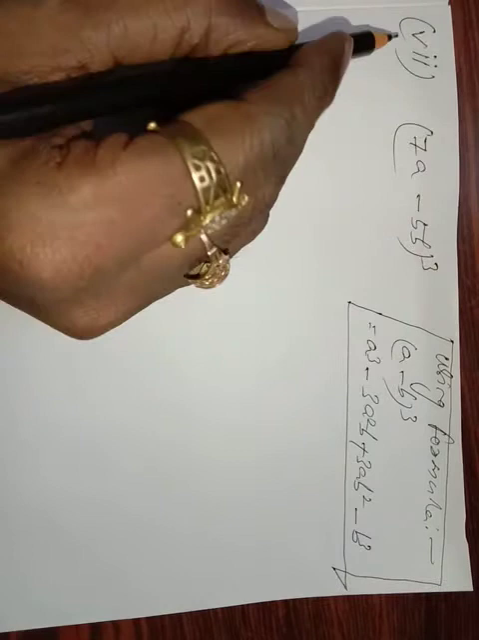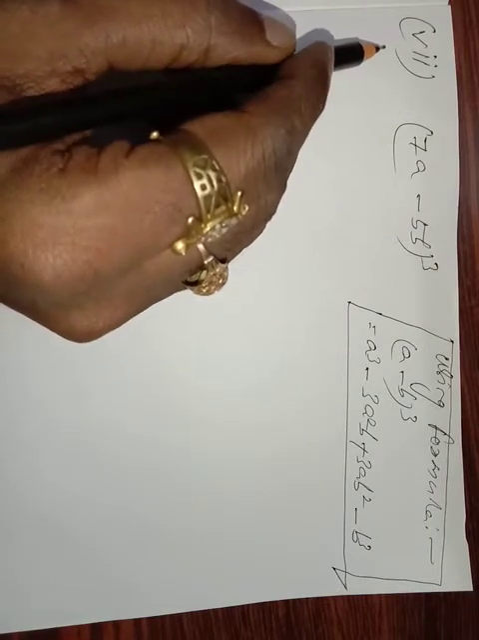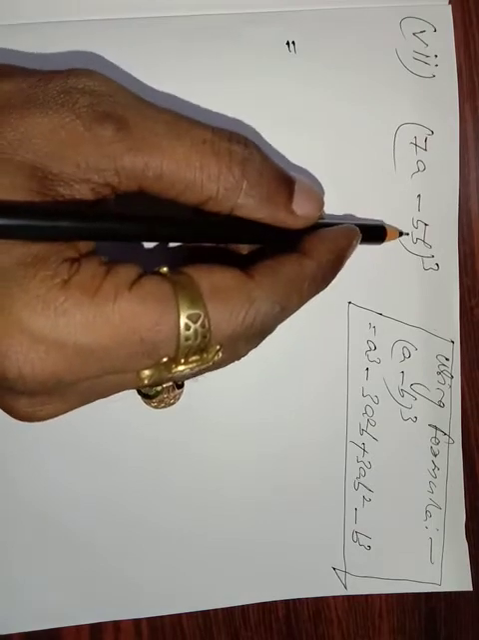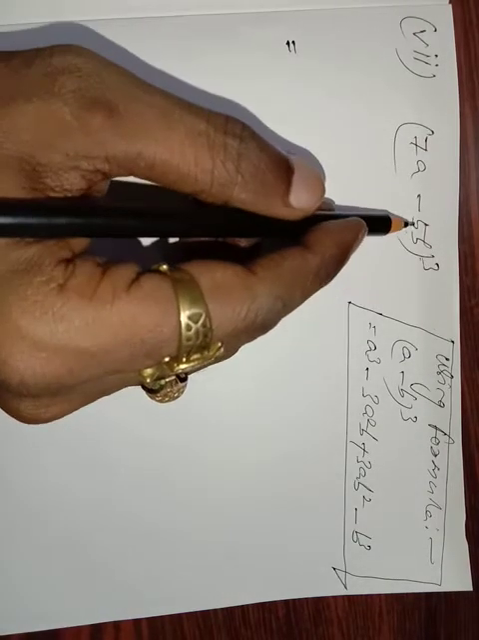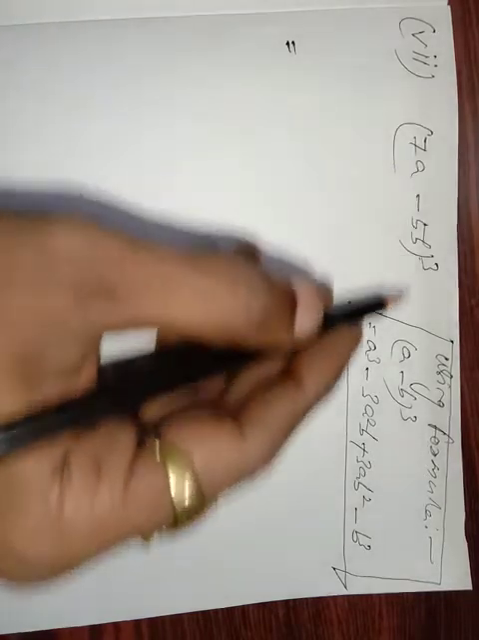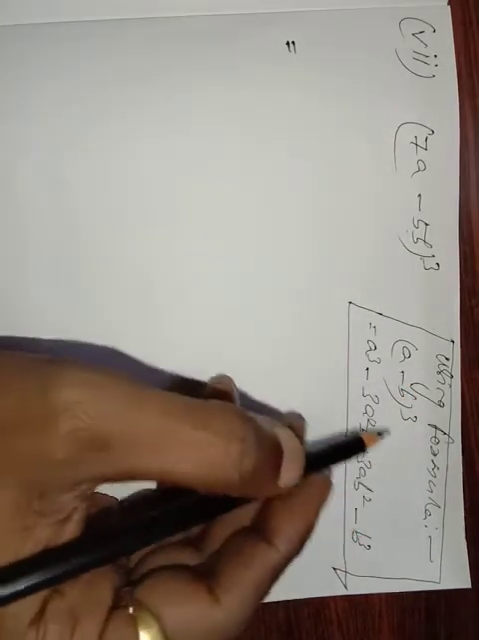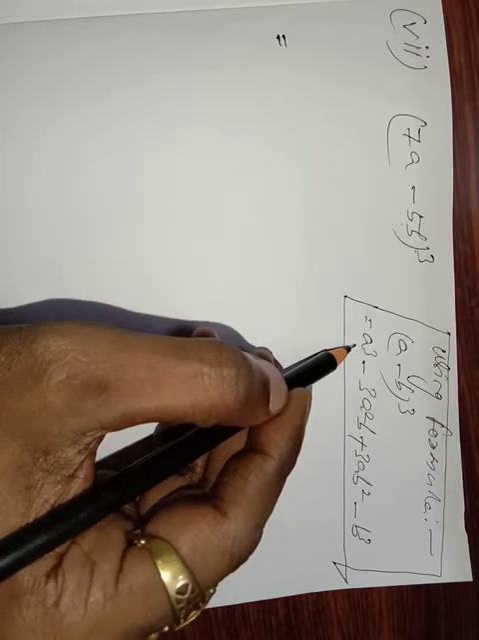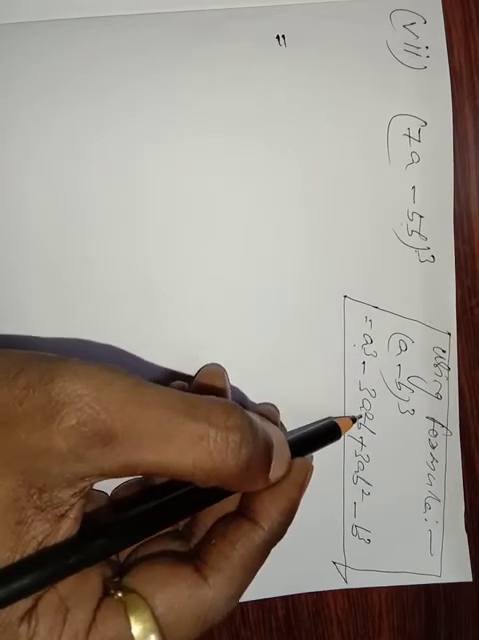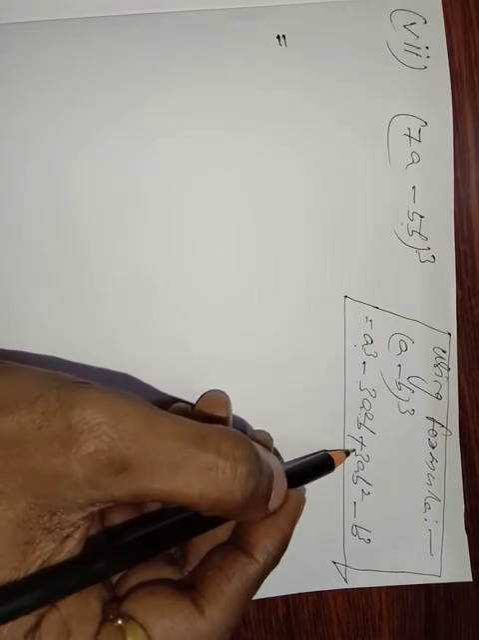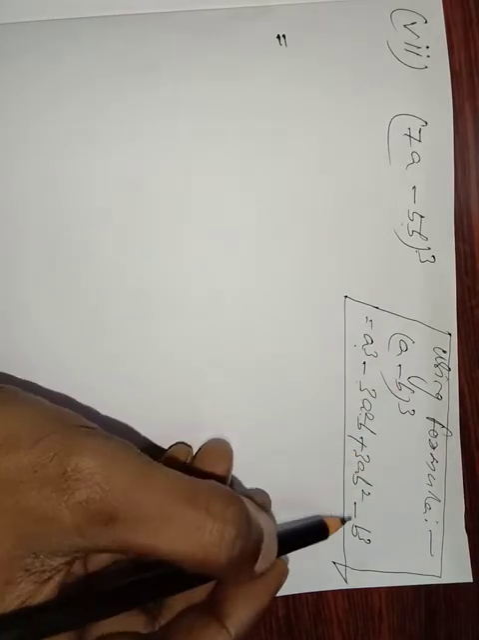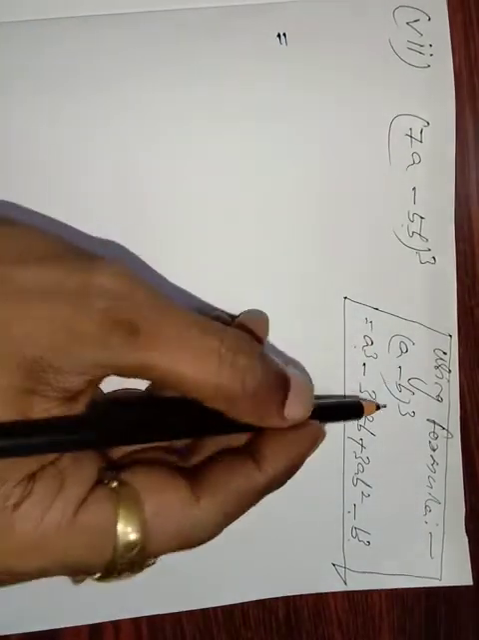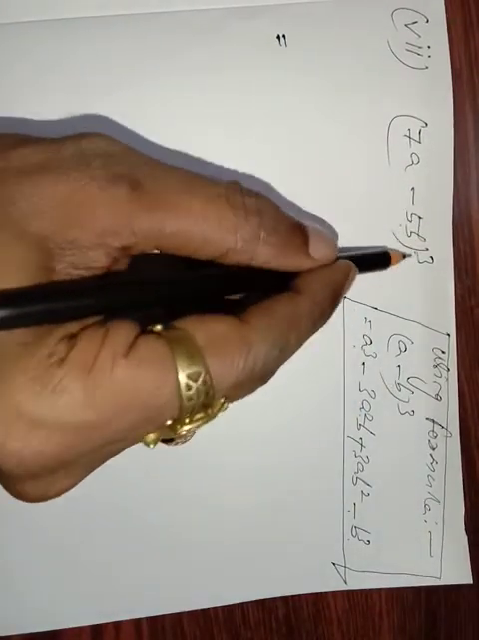See, 7th part of question number 6. Question given: (7a − 5b) whole cube. Which formula do I apply here? Using the formula for (a − b) whole cube: a cube minus 3a square b plus 3ab square minus b cube. Here a means the first number, that is 7a, and b means the second number, that is 5b, with minus in the middle.